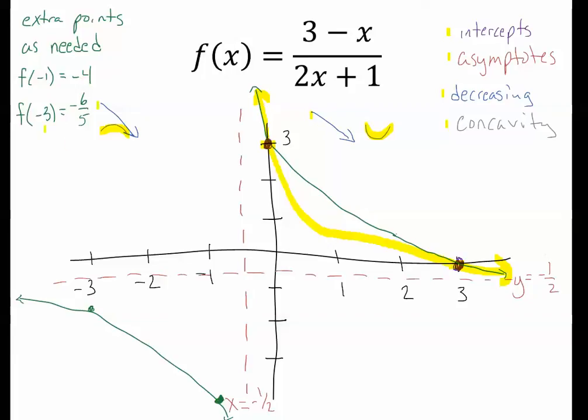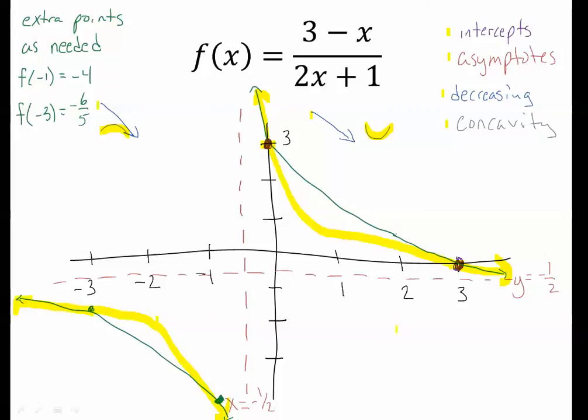I also used a value of negative 3 to give me a negative 6 over 5. I'm starting to think that maybe, since this graph was so far off, I should use a negative 2 as well. 3 minus a negative 2 is 5. 2 times negative 2 is negative 4. Negative 4 plus 1 is 3. So I have a negative 5/3. Yep, this graph is a little off as well. I missed my point there, but I got pretty close. Approaching my asymptotes on both ends of this piece.